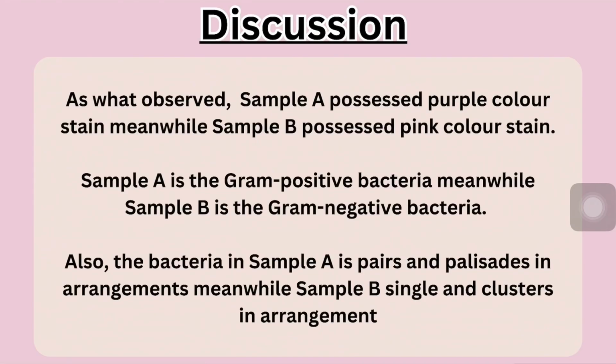As observed, sample A possessed a purple color stain, meanwhile sample B possessed a pink color stain. Sample A is the gram-positive bacteria, meanwhile sample B is a gram-negative bacteria. Also, the bacteria in sample A is in pairs and palisades in arrangement, meanwhile sample B is single and clusters in arrangement.